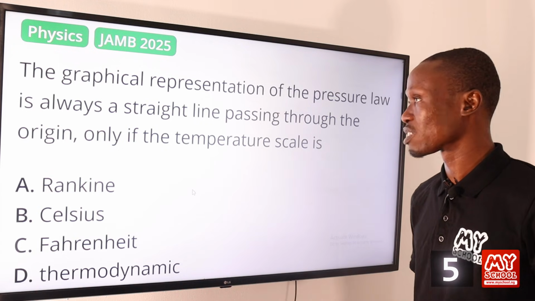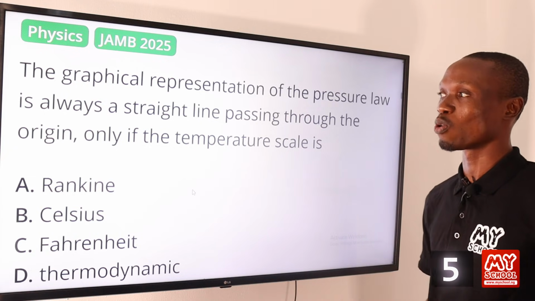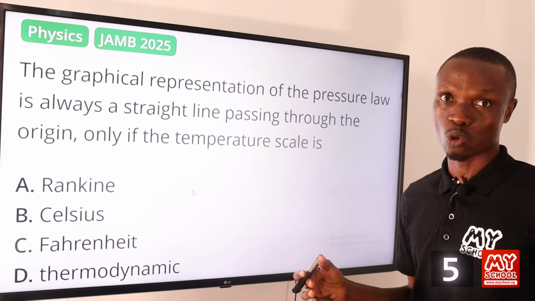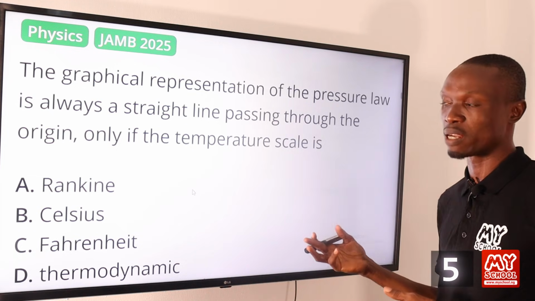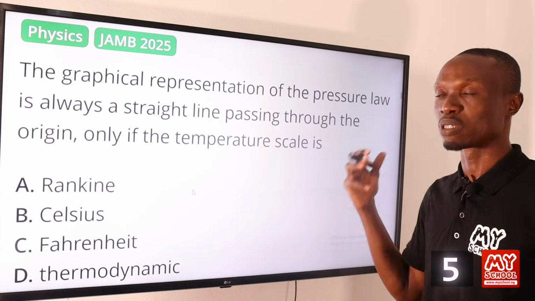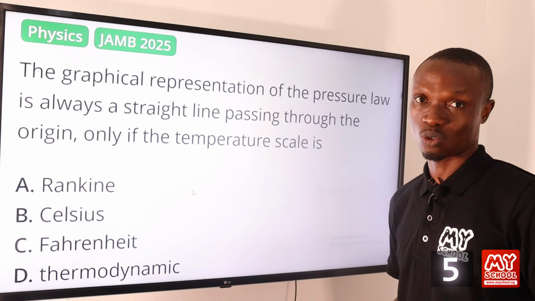The graphical representation of the pressure law is always a straight line passing through the origin only if the temperature scale is absolute or Kelvin temperature scale, right? And Kelvin temperature scale is the same as thermodynamic temperature scale. So that makes option D the correct answer to this question.